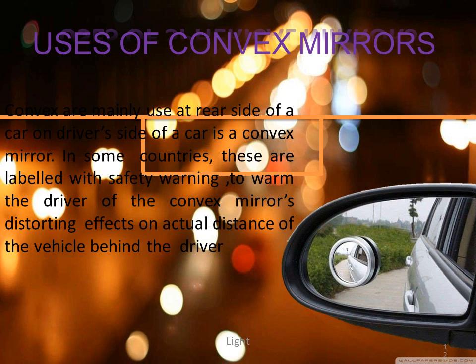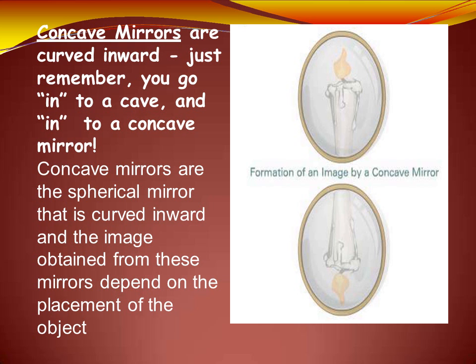Now let's talk about the concave mirror. A concave mirror is curved inwards. Curved inwards means like a cave. Just remember, you go into a cave, into a concave mirror. That means it's like a cave, gufa. The inner portion where the image is formed is called a concave mirror. Concave mirrors are spherical mirrors. They are round, curved inwards, and the image obtained from these mirrors depends on the placement of the object, that means where it is placed.